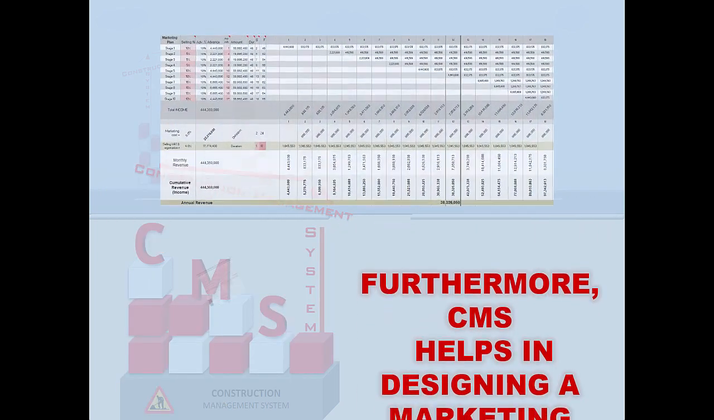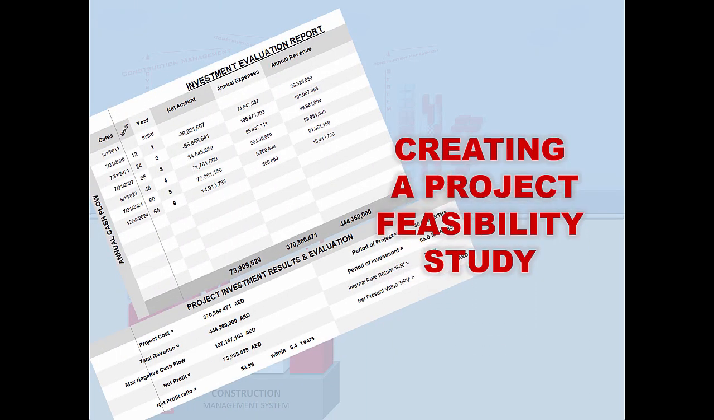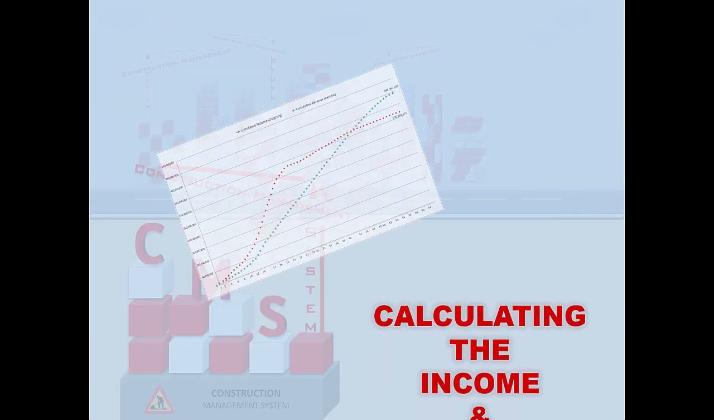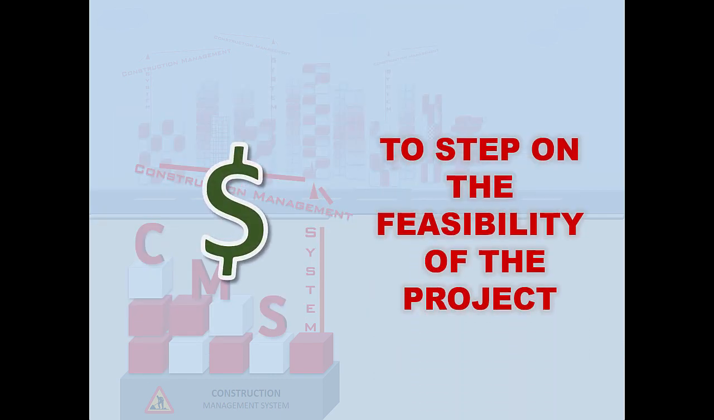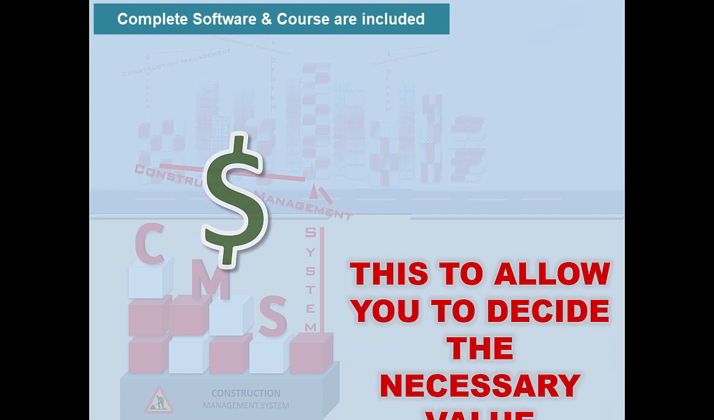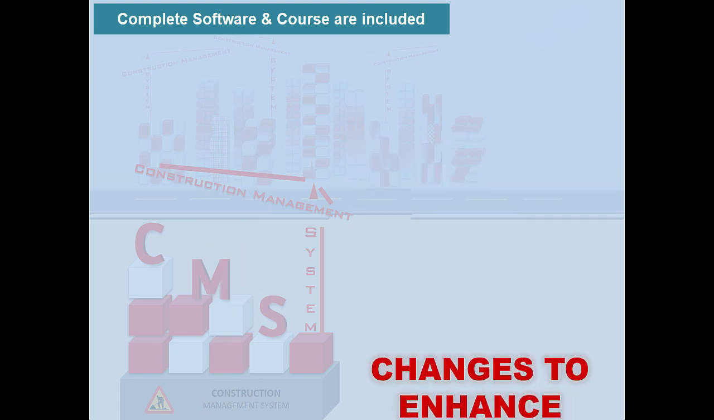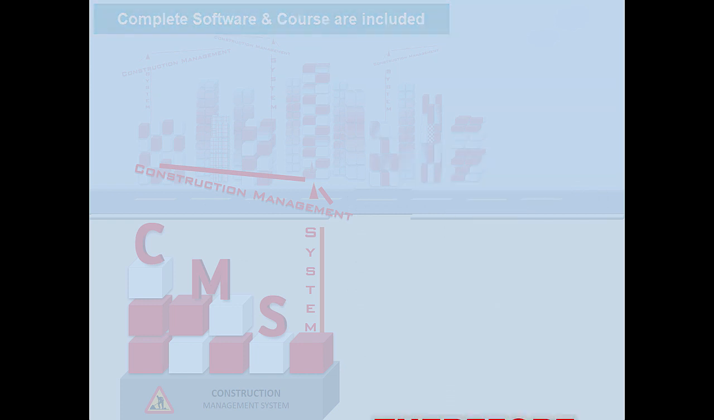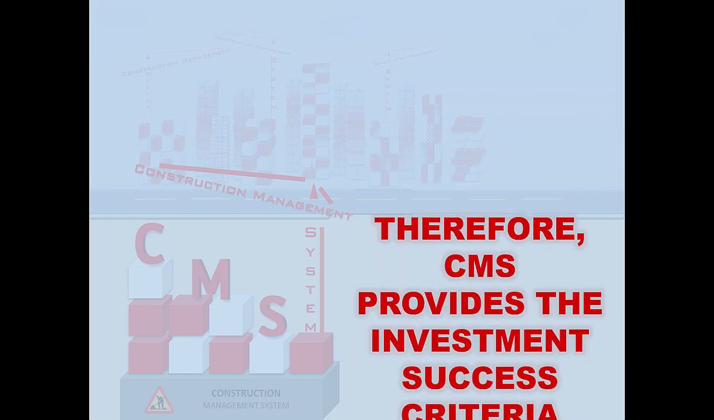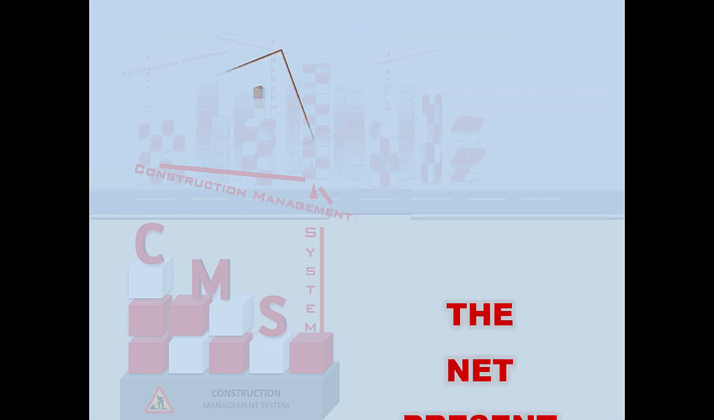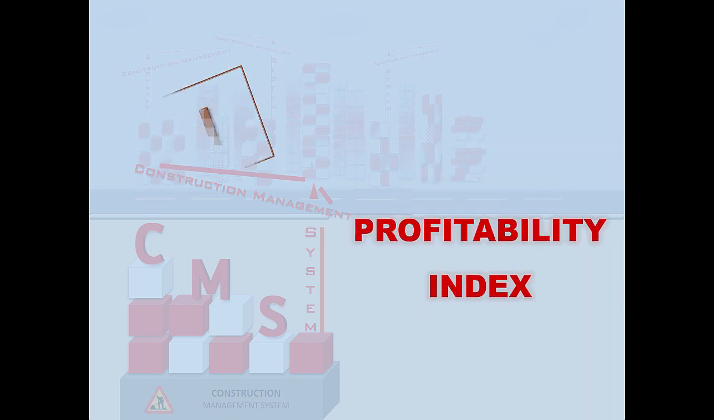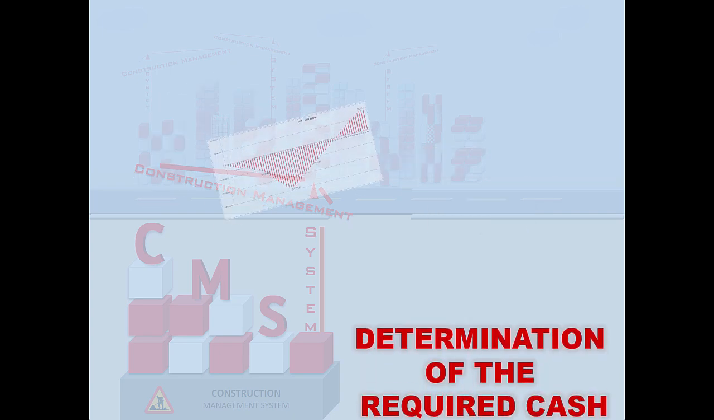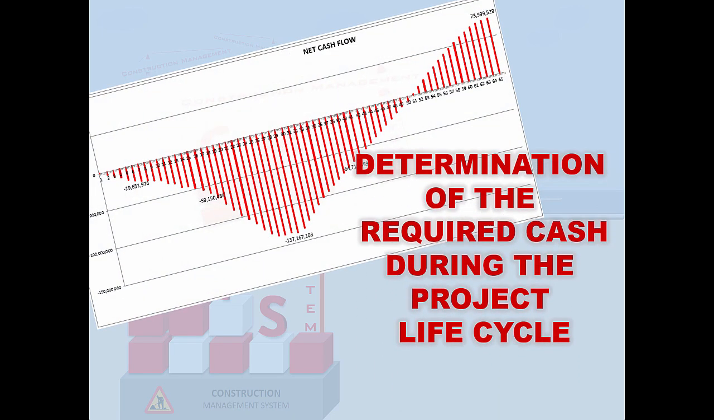Furthermore, CMS helps in designing a marketing plan, creating a project feasibility study, and calculating the income and outcome cash flow to test the feasibility of the project. This allows you to decide the necessary value engineering and changes to enhance the project feasibility. Therefore, CMS provides the investment success criteria, which are the net present value, internal rate of return, profitability index, and determination of the required cash during the project life cycle.